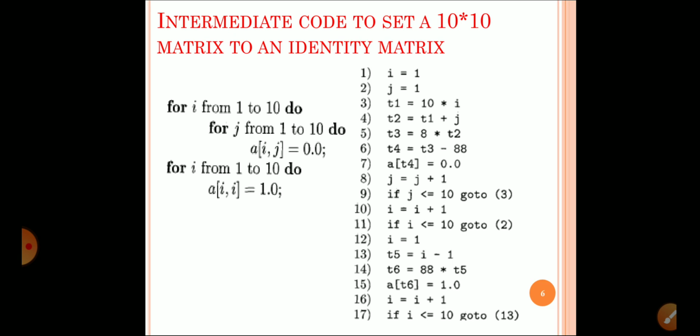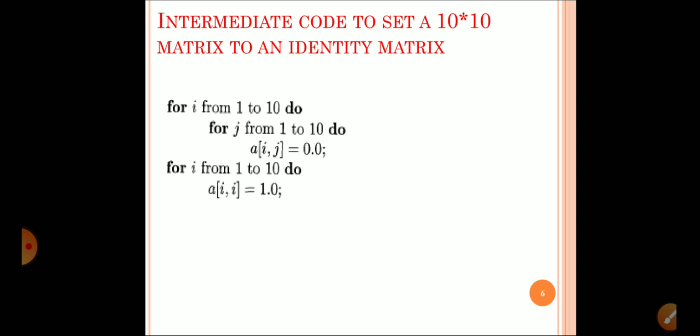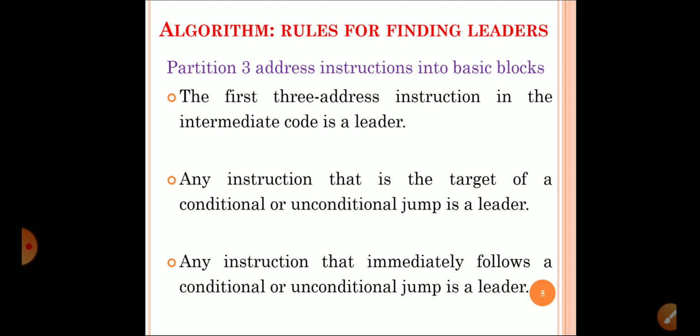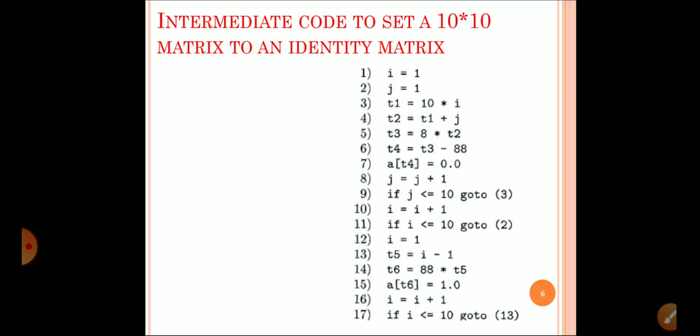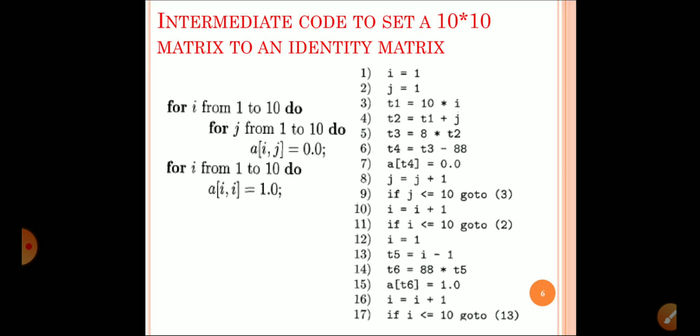Again, by applying rule 3, what is rule 3? Any instruction that immediately follows a conditional or unconditional jump is a leader. So if we apply that condition here, we get that each instruction following the jump is a leader, and those are instruction number 10 and instruction number 12. So we conclude that the leaders are instruction number 1, instruction number 2, instruction number 3, 10, 12 and 13. These instructions are the leaders.